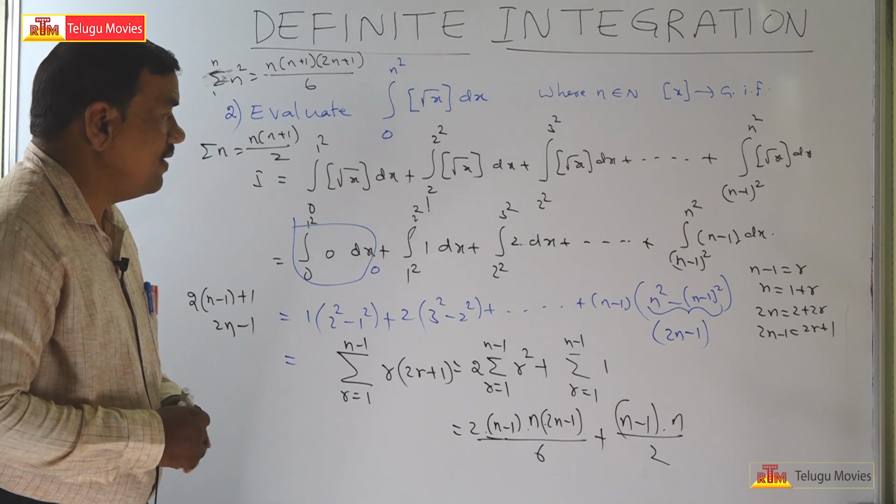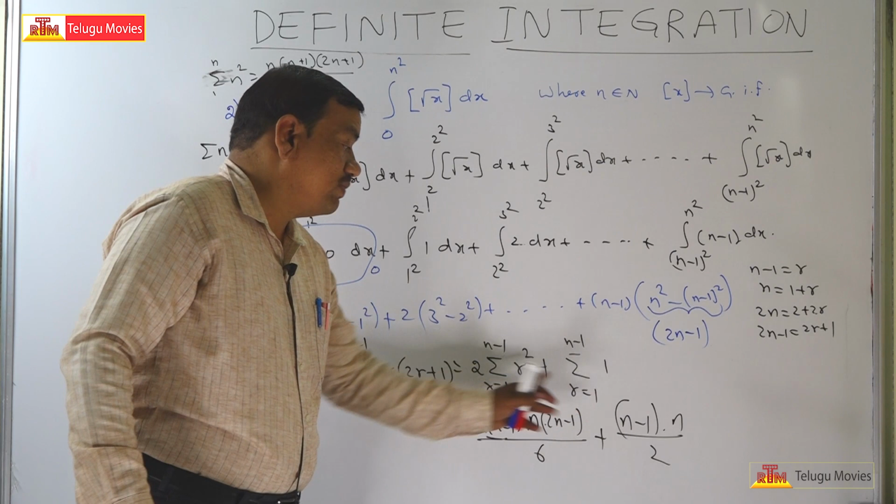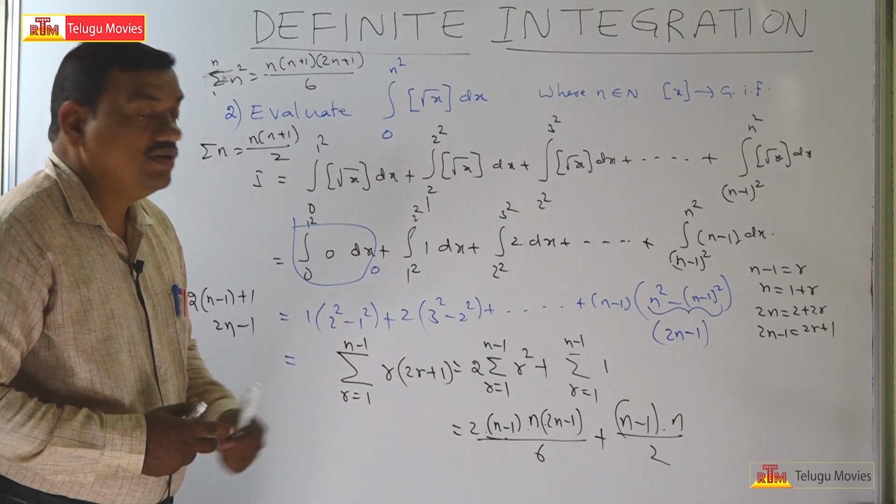Okay, almost the problem is over. So 2 ones are 2, 3s cancel. You can take n into n minus 1 common outside in the numerator. Again 2n minus 1, simplify it.